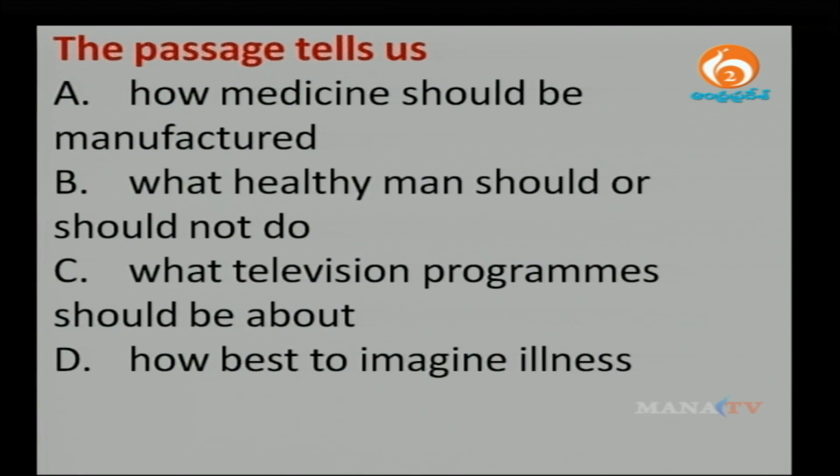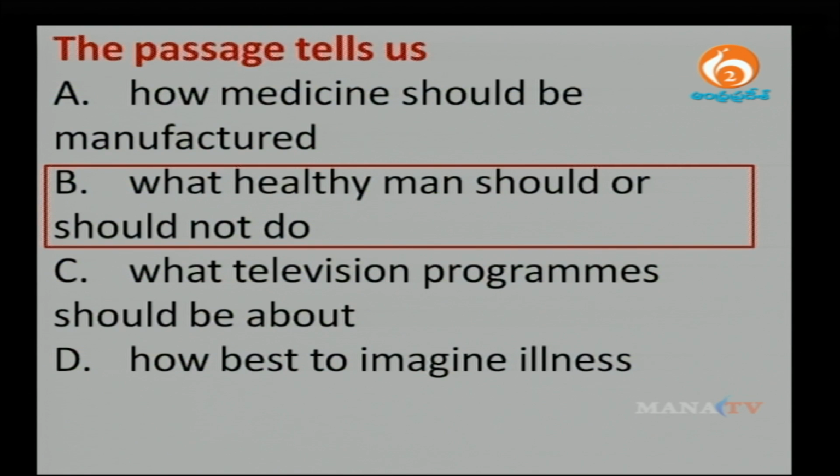The passage tells us: how medicine should be manufactured, or what a healthy man should or should not do, what television programs should be about, how best to imagine illness. D and C are definitely not the answer. B is the correct answer. The passage tells us what a healthy man should or should not do. What should he do? He should be active, he should be healthy, but he should not overthink about his health and imagine that he or she has a disease.